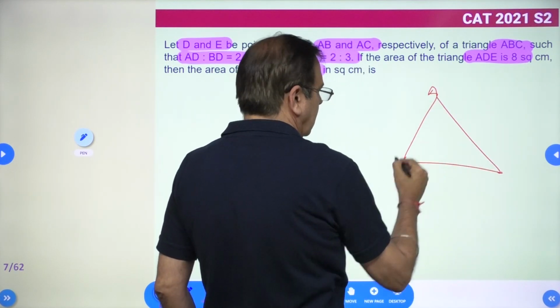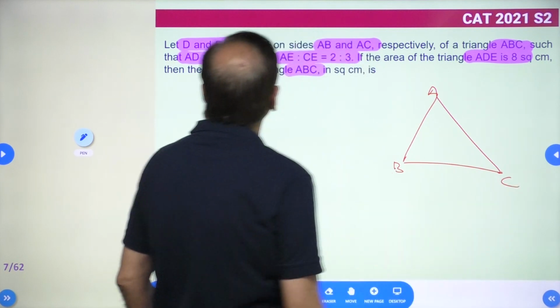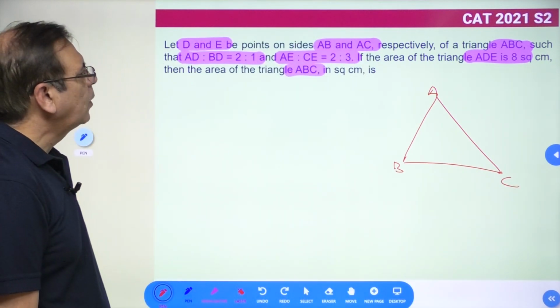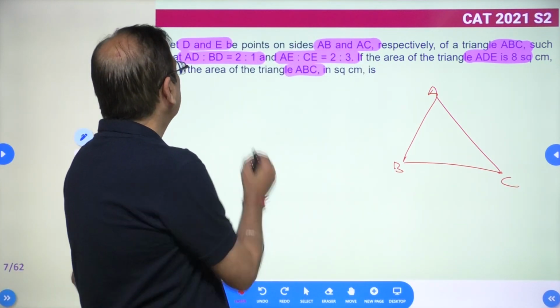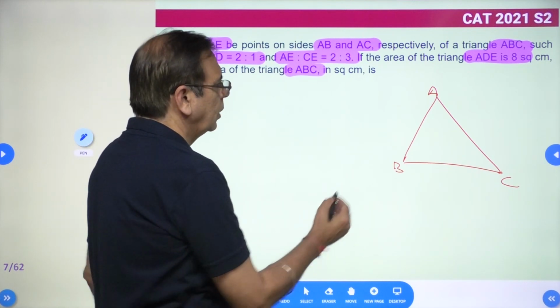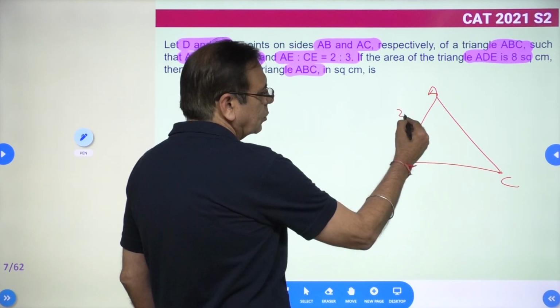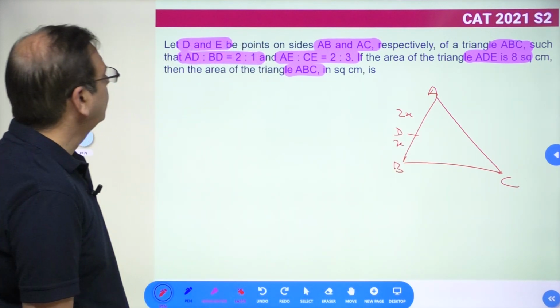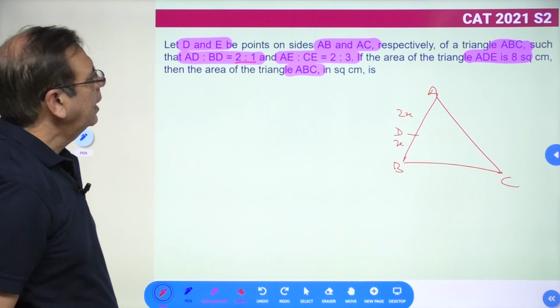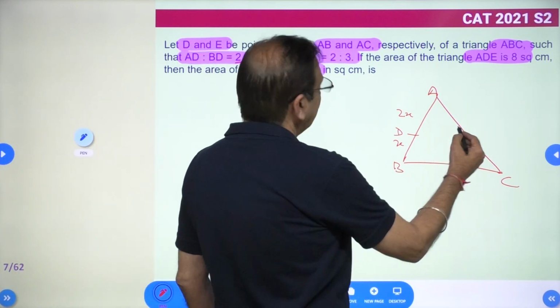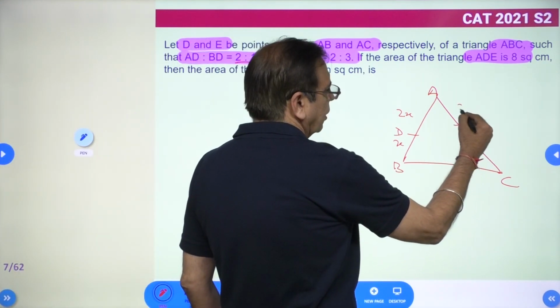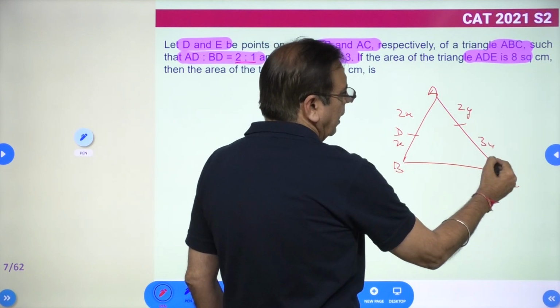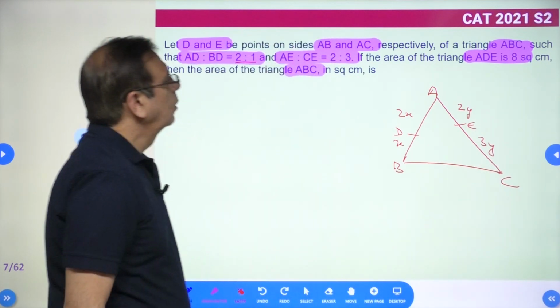We have A, B, C. D and E are points on AB and AC such that AD to BD is 2:1. So if this is 2x, this is going to be x and this is D. So AD to BD is 2:1. Second, AE to CE is 2:3. So if this is 2y, this is 3y and this is E.